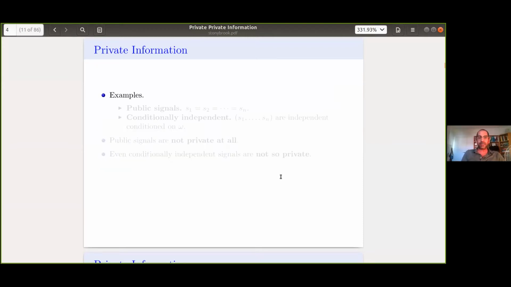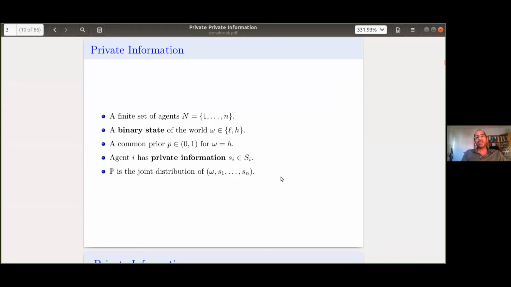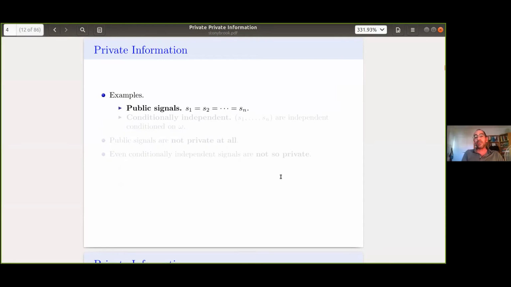And here are some examples of this. This is just a model of what is private information. And I'm restricting to a binary state and to a common prior. What are some examples? Say public signals, where all the signals are the same. A very common choice is conditionally independent signals, which just means that the signals are independent conditioned on omega. Now note that these are both examples of private signals, but actually public signals, there's nothing private about them, right?